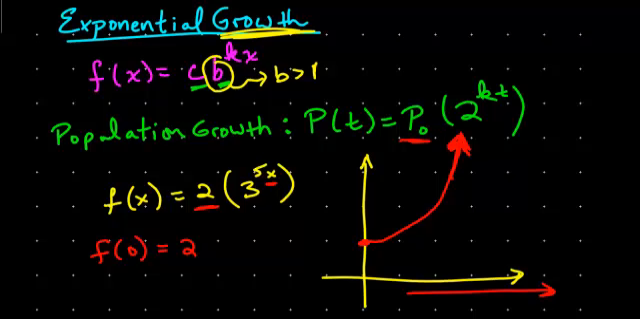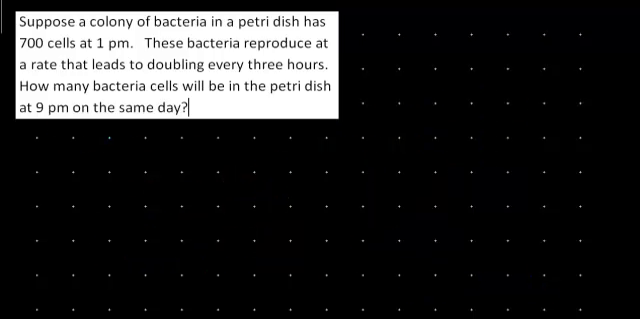Let me jump to an example. Here we have a colony of bacteria that has 700 cells. So that's going to be my p naught there, my initial condition. 700 cells at 1 p.m. These bacteria reproduce at a rate that leads to doubling every 3 hours. How many bacteria cells will be in the petri dish at 9 p.m. on the same day? Now, you have to use your brain here and think, not just try to plug into formulas. You really want to think about these things.